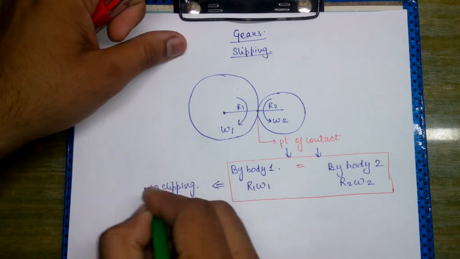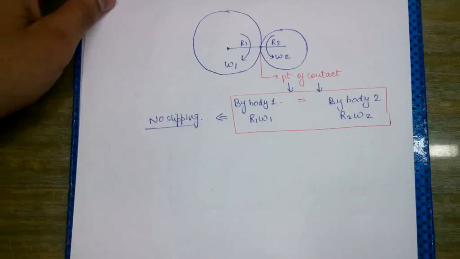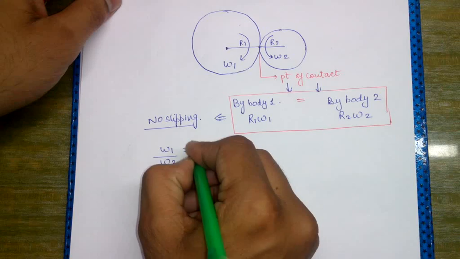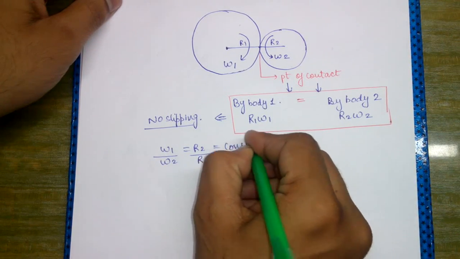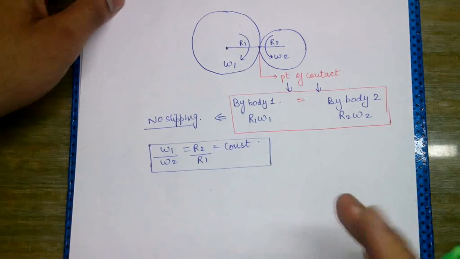There will be no slipping at the point of contact if r1 omega 1 is equal to r2 omega 2, such that omega 1 upon omega 2 is equal to r2 upon r1, and this ratio is actually a constant.